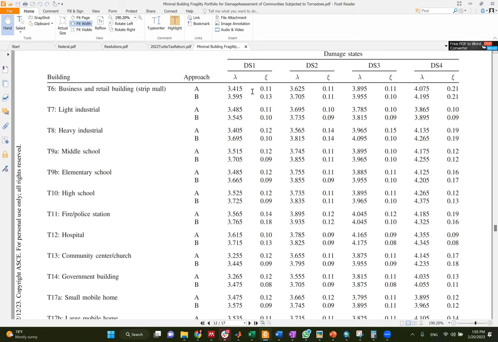Like they tell you, here, the damage state 1, these are the fragility parameters of damage state 1. This is the fragility parameters of damage state 2, damage state 3, damage state 4 for approach A and approach B. So what are the fragility parameters? Forget all what this paper is about. We just need this table. We need the fragility functions of the portfolio of the archetypes, the 19 building archetypes. That's what we need. So what are these numbers? And we will focus on approach B because we are dealing with hurricanes.